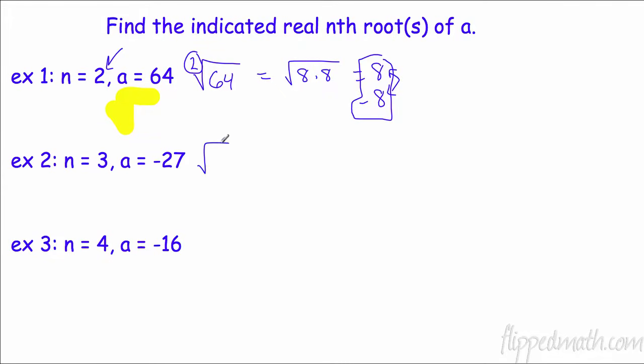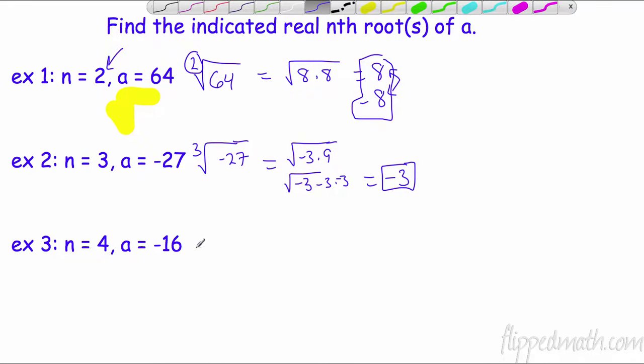Let's go down here. I have the third root of negative 27. All right, what number times itself equals negative 27? It's an odd root. That means I'm only going to have one answer, and that is going to match the sign of the inside. It's going to be negative. So right now I'm going to say, what number times itself? Well, let's see. Negative 3 times 9 equals negative 27, and 9 is negative 3 times negative 3. And look here, negative 3 times negative 3 times negative 3 is negative 27. Therefore, our real third root of negative 27 is negative 3.